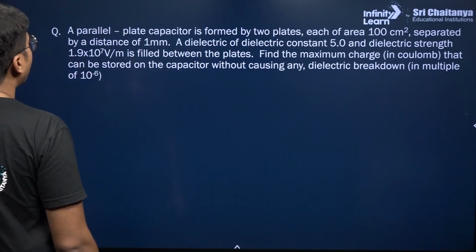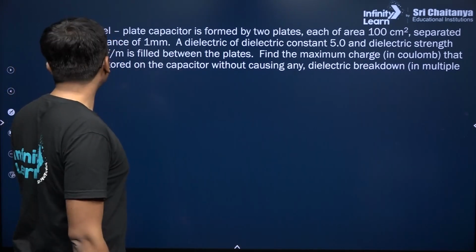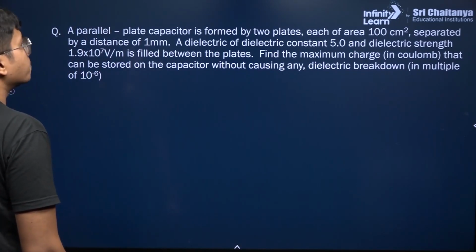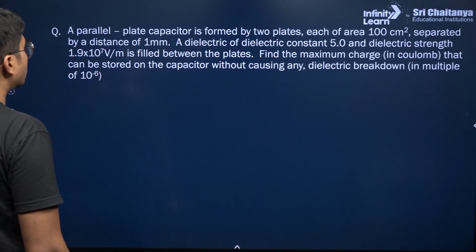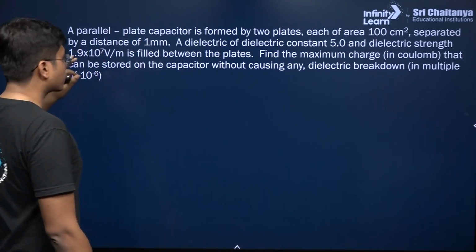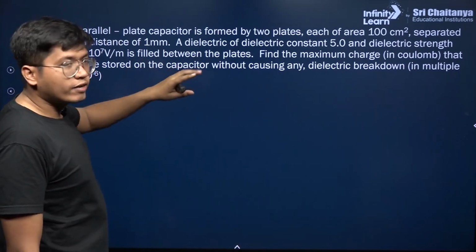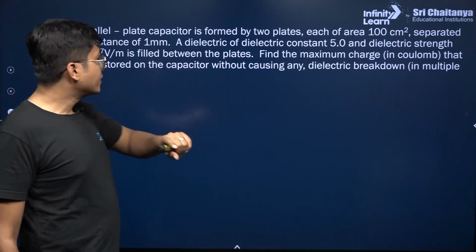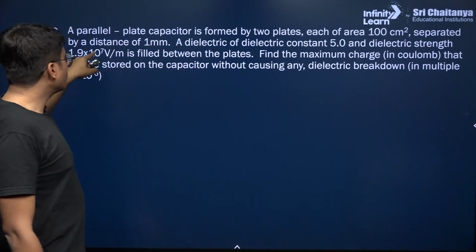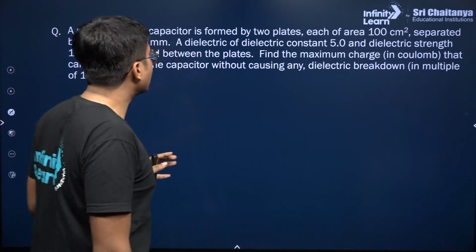Next question, a parallel plate capacitor is formed by 2 plates, each of area 100 centimeters square, separated by a distance of 1 millimeter. Dielectric of dielectric constant 5 and dielectric strength 1.9 into 10 to the power 7 volt per meter is filled between the plates. Find the maximum charge that can be stored in the capacitor without causing any dielectric breakdown. So we need to find out what is the electric field. If we give it a charge Q, then what would be the electric field developed over there, and that electric field value should not exceed this. So that should be the maximum value of that electric field.